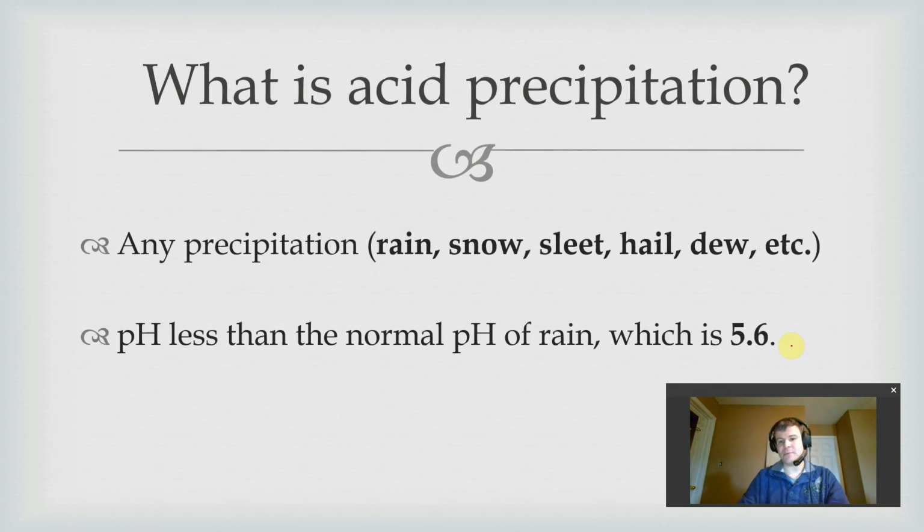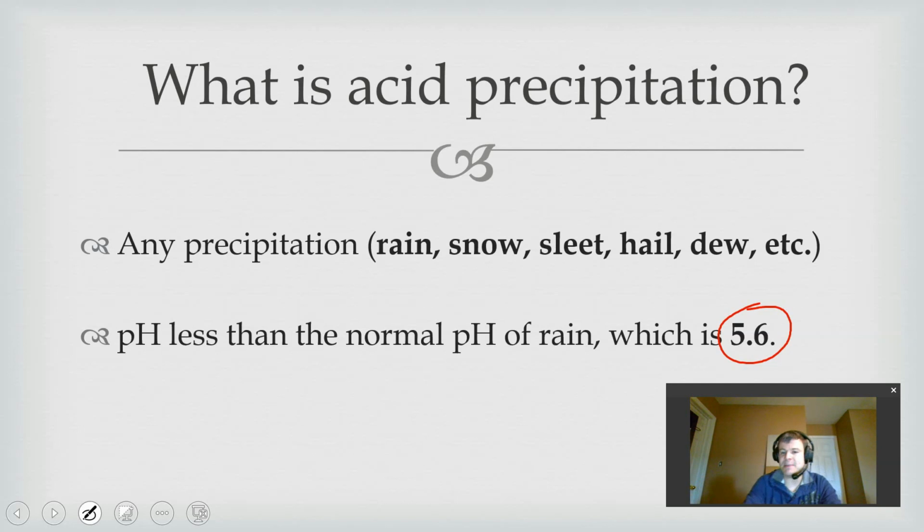Now you might be asking yourself, why is that? Why is the pH of rain normally 5.6? Shouldn't rainwater be mostly pure water? Shouldn't it be like 7? I mean, the pH of pure water is 7. So why is the pH of rain 5.6? Why is it slightly acidic?